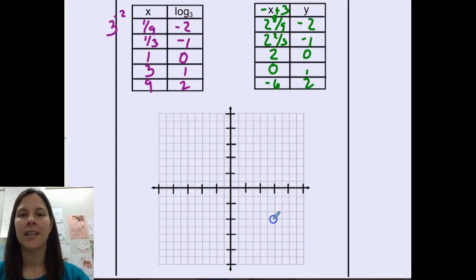Even though I could fit that negative 6 on if I scaled each of these by 2, I'm going to stick with a scaling of 1 for consistency as well as to make those fractions a little easier to graph. So we're going to start at 2 8/9, which is almost a 3, and then down to negative 2. Then we had 2 2/3 down to negative 1, 2, 0, 0, 1. And then we could throw that negative 6 off the graph just to give us one more point to head towards.